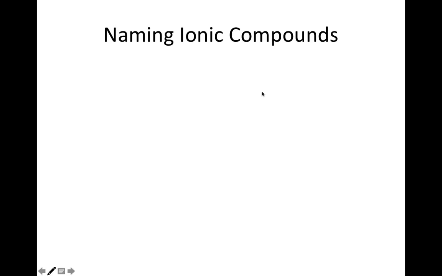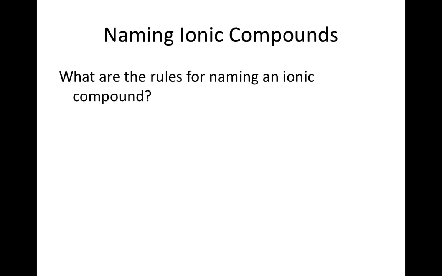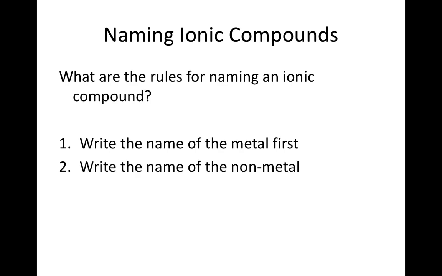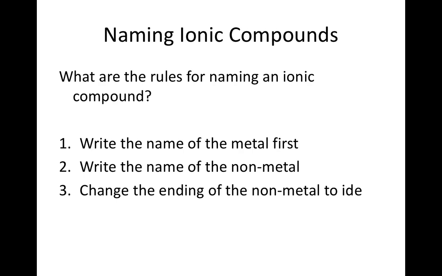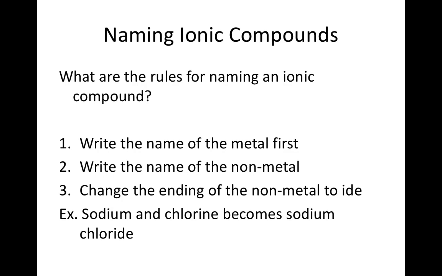So, naming ionic compounds. What are the rules for naming an ionic compound? We write the name of the metal first, write the name of the nonmetal second, and we change the ending of the nonmetal to IDE. So sodium and chlorine becomes sodium chloride.